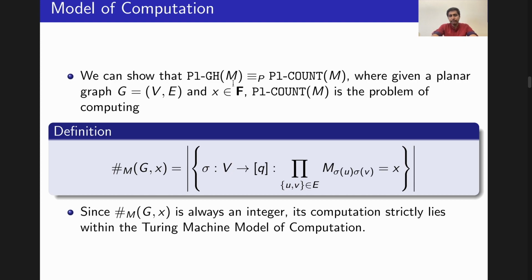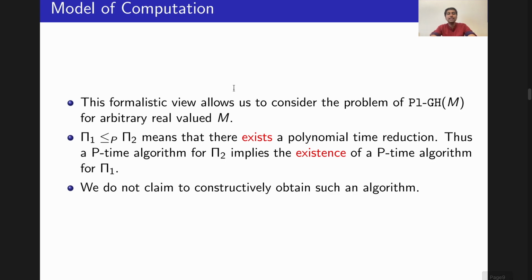Now, in this problem, we're given a graph G, and we're also given a number X from the field F. And our job is to compute the number of assignments sigma such that the product over all edges of M sigma(u) sigma(v) equals the number X. As we can see, this quantity will always be an integer, and therefore its computation strictly lies within the Turing machine model of computation. Therefore, it is possible for us to consider any arbitrary real-valued matrix M.